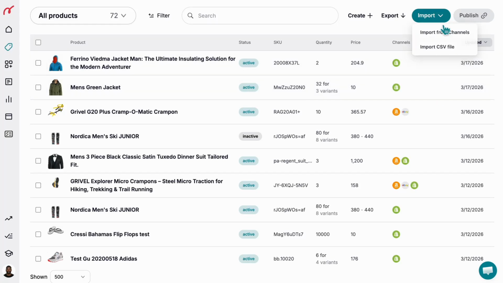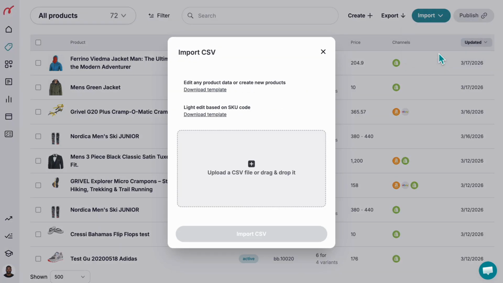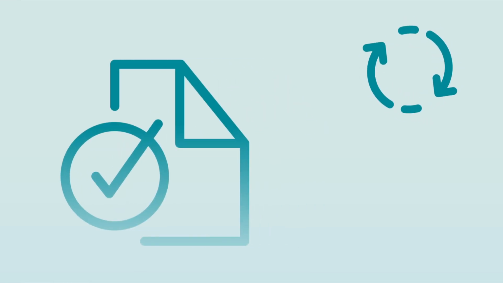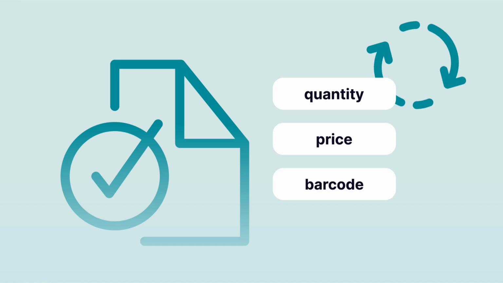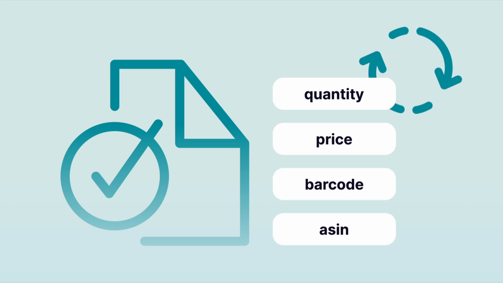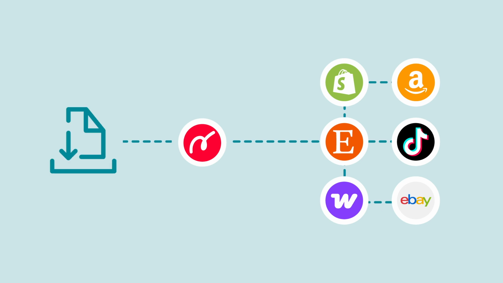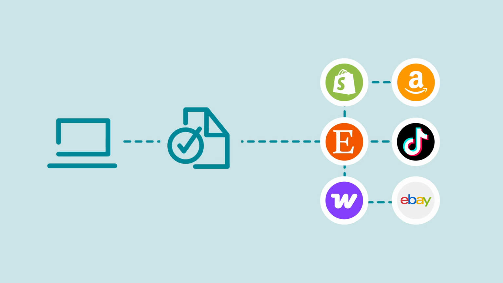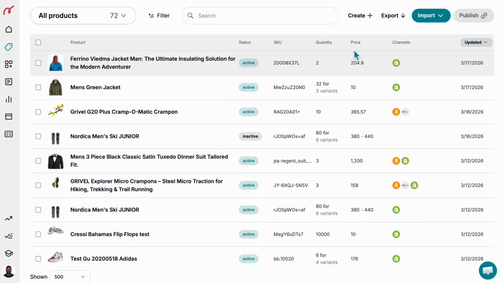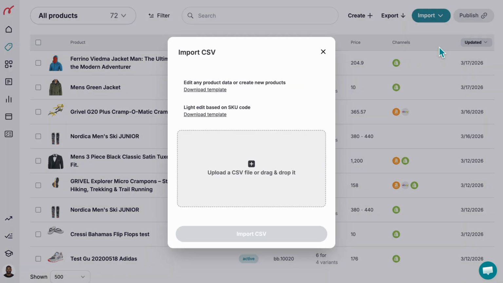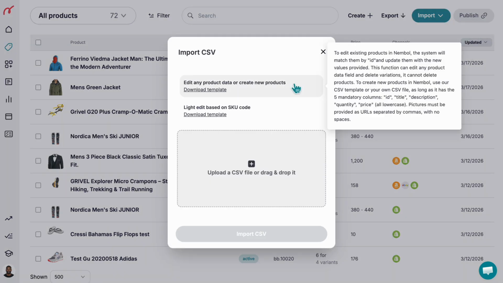In this video, you'll learn how to edit your products in bulk using Nembol CSV Light Edit template. This feature lets you update values such as quantity, price, barcode or ASIN using SKU codes. It is ideal for teams that want to keep their e-commerce product data in sync with a corporate management system, warehouse system, or ERP. Go to the Products tab, click Import, and select Import CSV file.